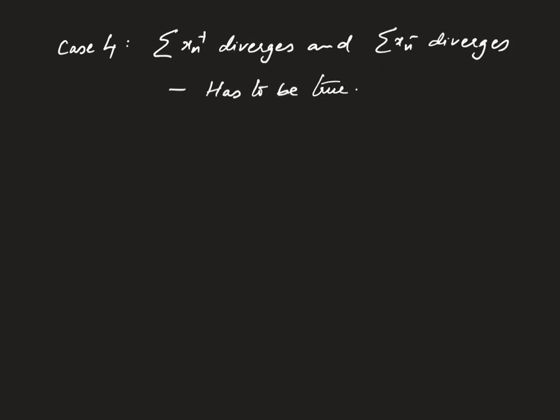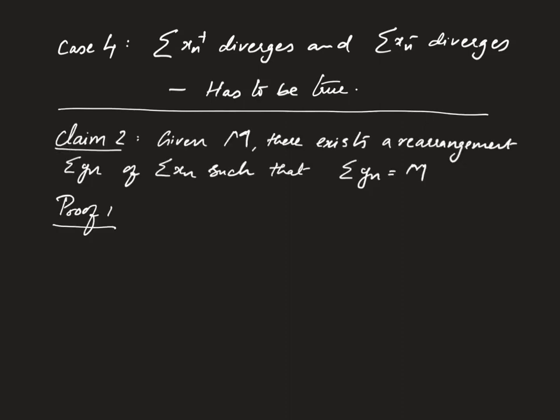Thus, we have proved our claim that the series of xn plus and the series of xn minus will diverge. So we have shown that both the series of positive terms and the series of negative terms will diverge, and we will use this to construct a rearrangement which will converge to a chosen value. Let's call that m.